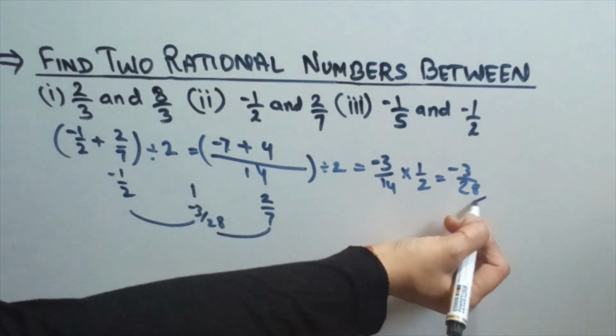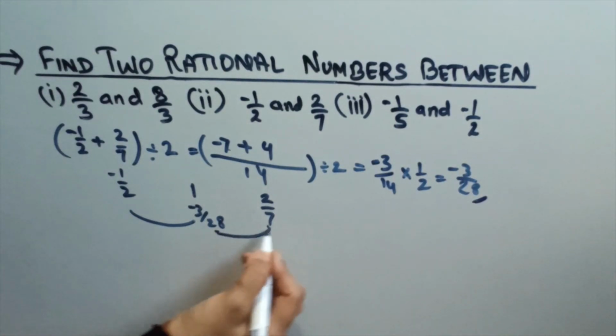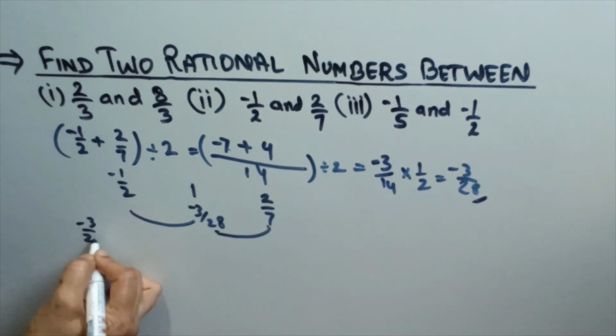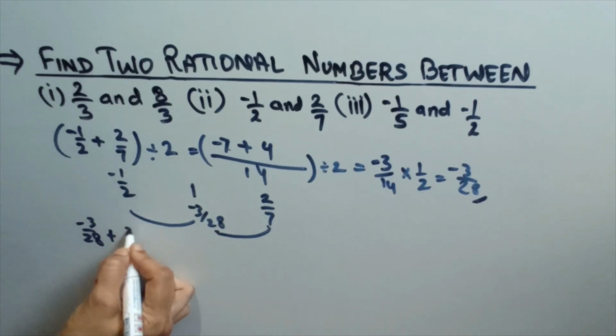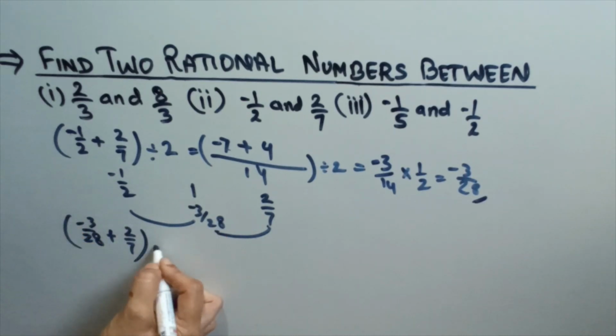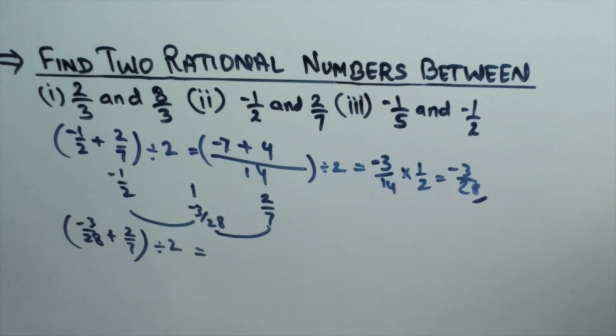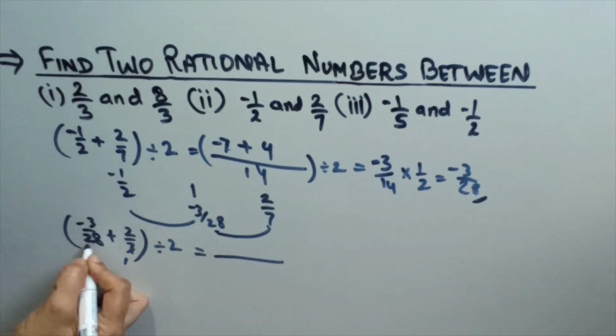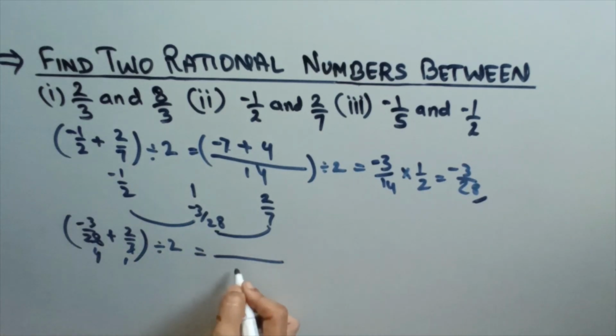So this is our first one. I am taking these two pairs together. Minus 3 by 28 plus 2 by 7, divide this by 2. Now we'll take the LCM. I am using a shortcut here. See, 7 ones are 7. 7 fours are 28. This is 28 in the denominator.